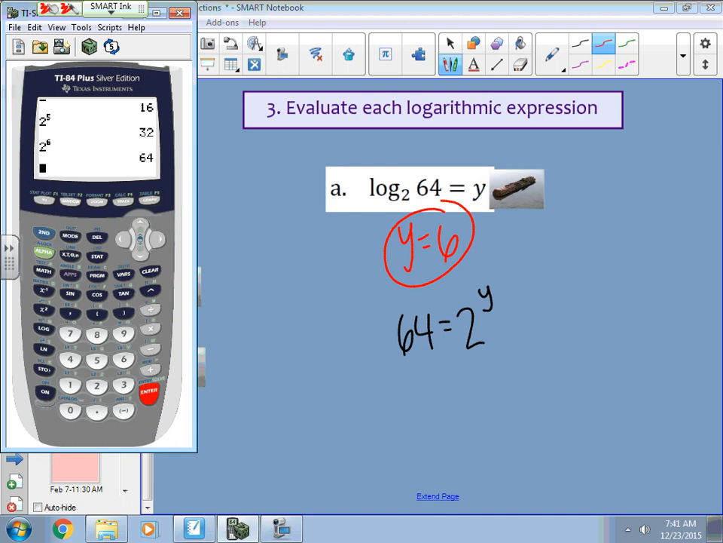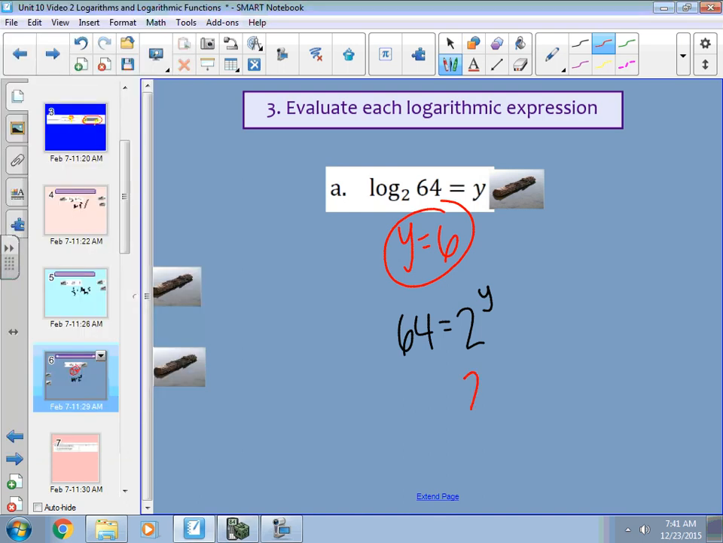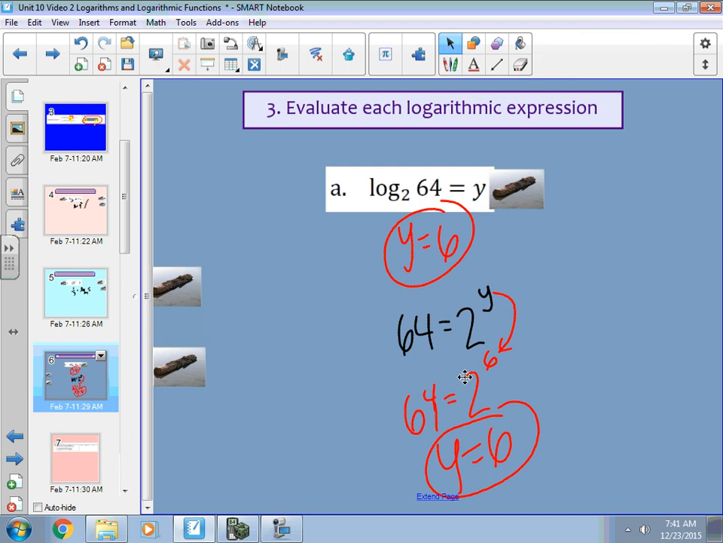Okay, because 2 to the 6th power is 64. So what does y have to be here? Y is 6. So if you don't have a calculator that can do that, you're going to have to kind of guess and check. There will be a way that we'll learn a couple sections later to do that with your calculator, doing some solving once we get into logarithmic properties.